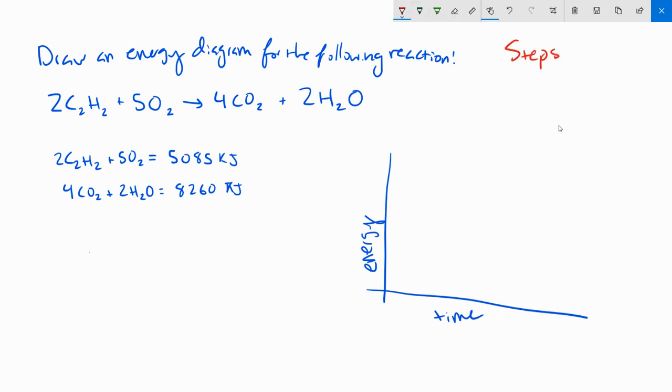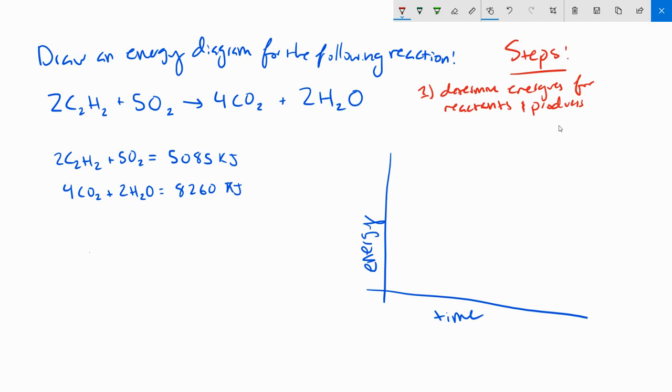Steps. The first step I've already done for you, and that is to determine energies for reactants and products. Here are your reactants, and when we add them together, this is our energy, 5,085 kilojoules. And then here are our products, 4CO2 plus 2H2O, and that has an energy of 8,260 kilojoules.